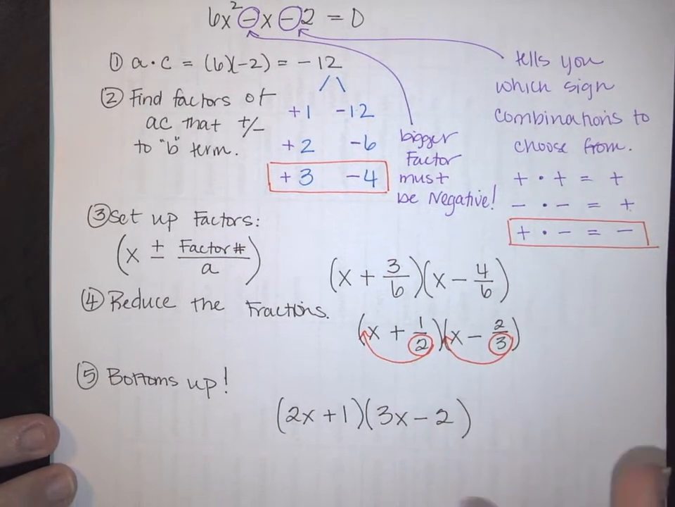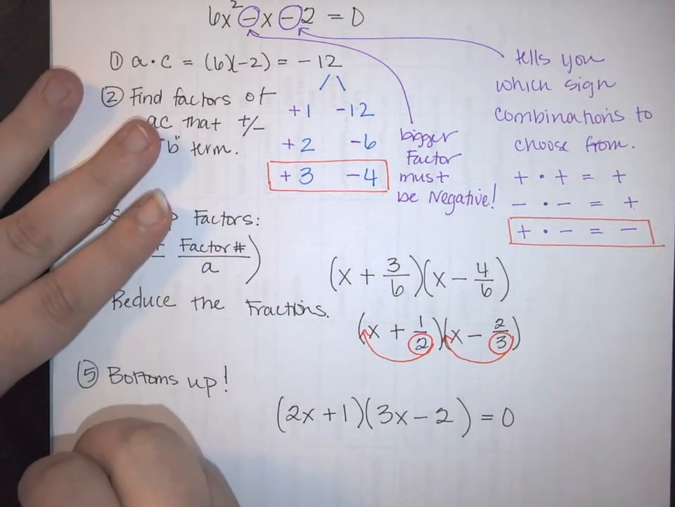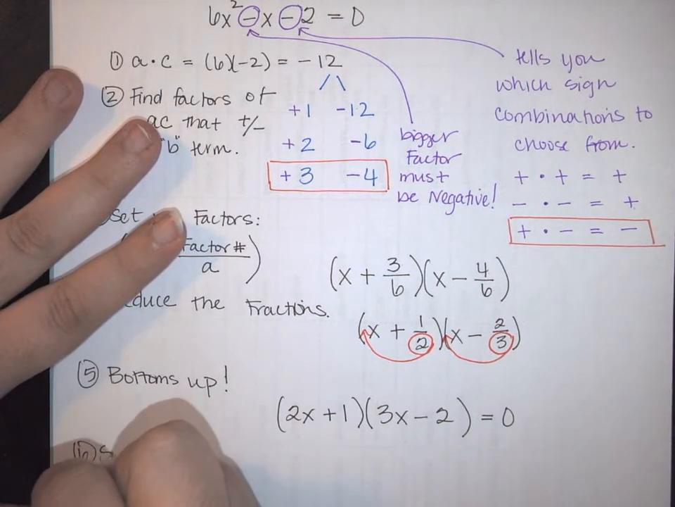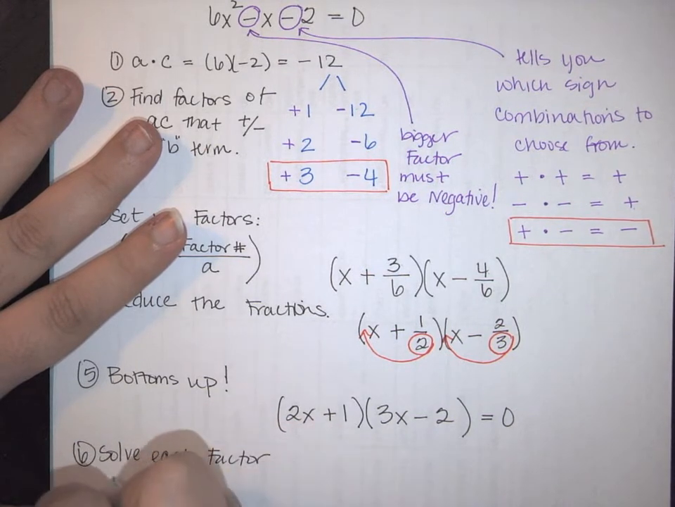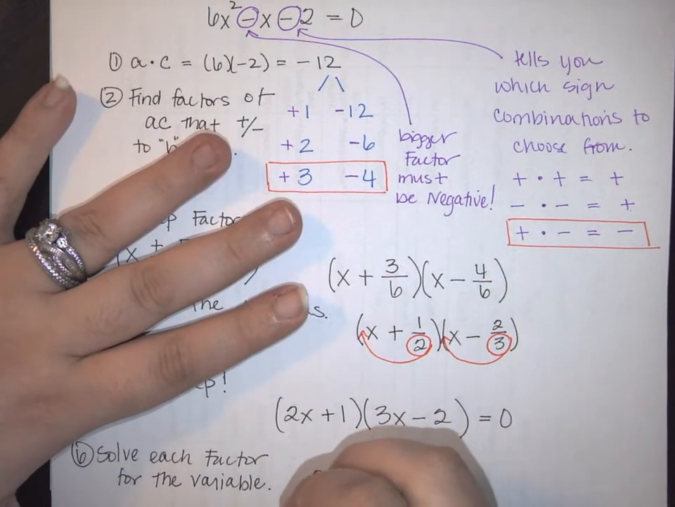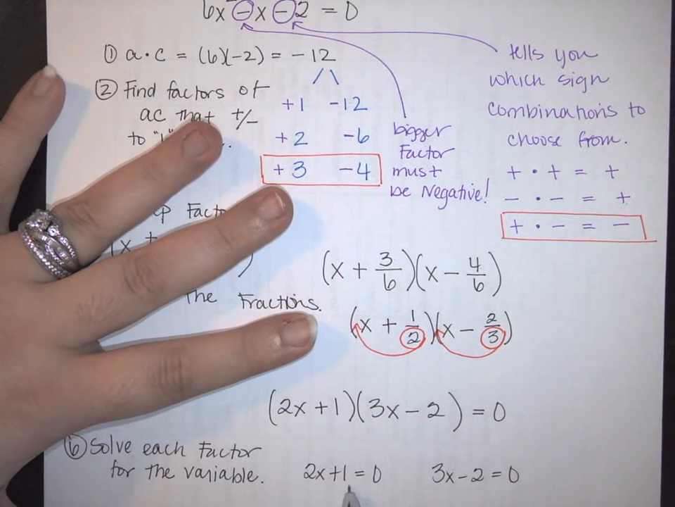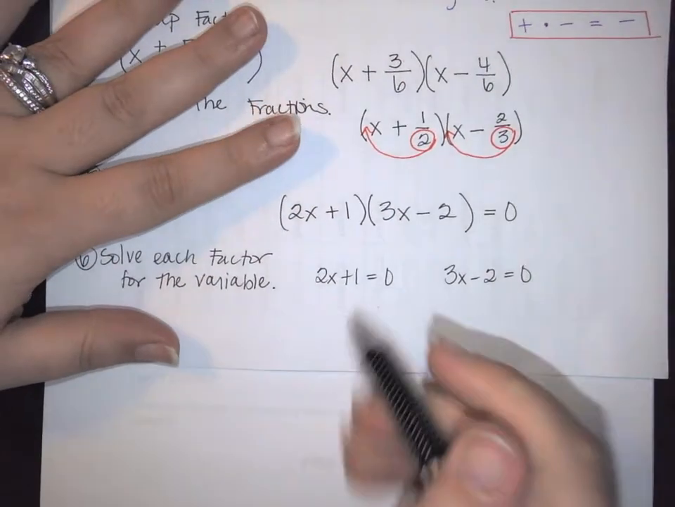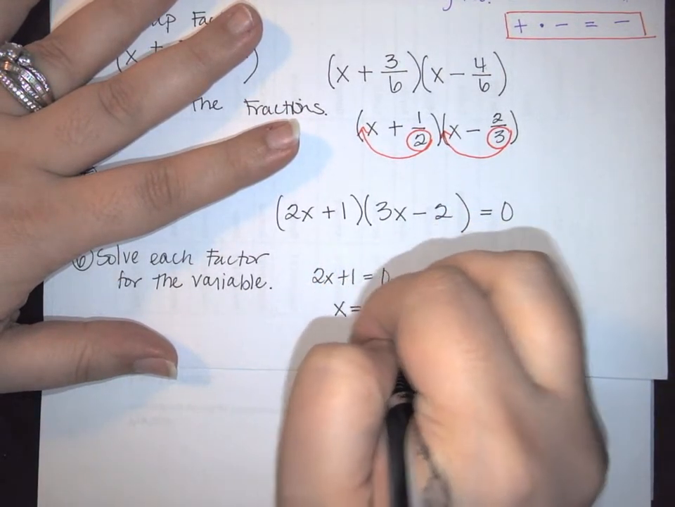But in this case, we're solving. So we need to set this equal to 0, which means the very last step we have is to solve each factor for the variable. So what that means is I have 2x plus 1 equals 0, and I have 3x minus 2 equals 0. On this first side, I'm going to subtract 1 and divide by 2. So x is going to equal -1/2.